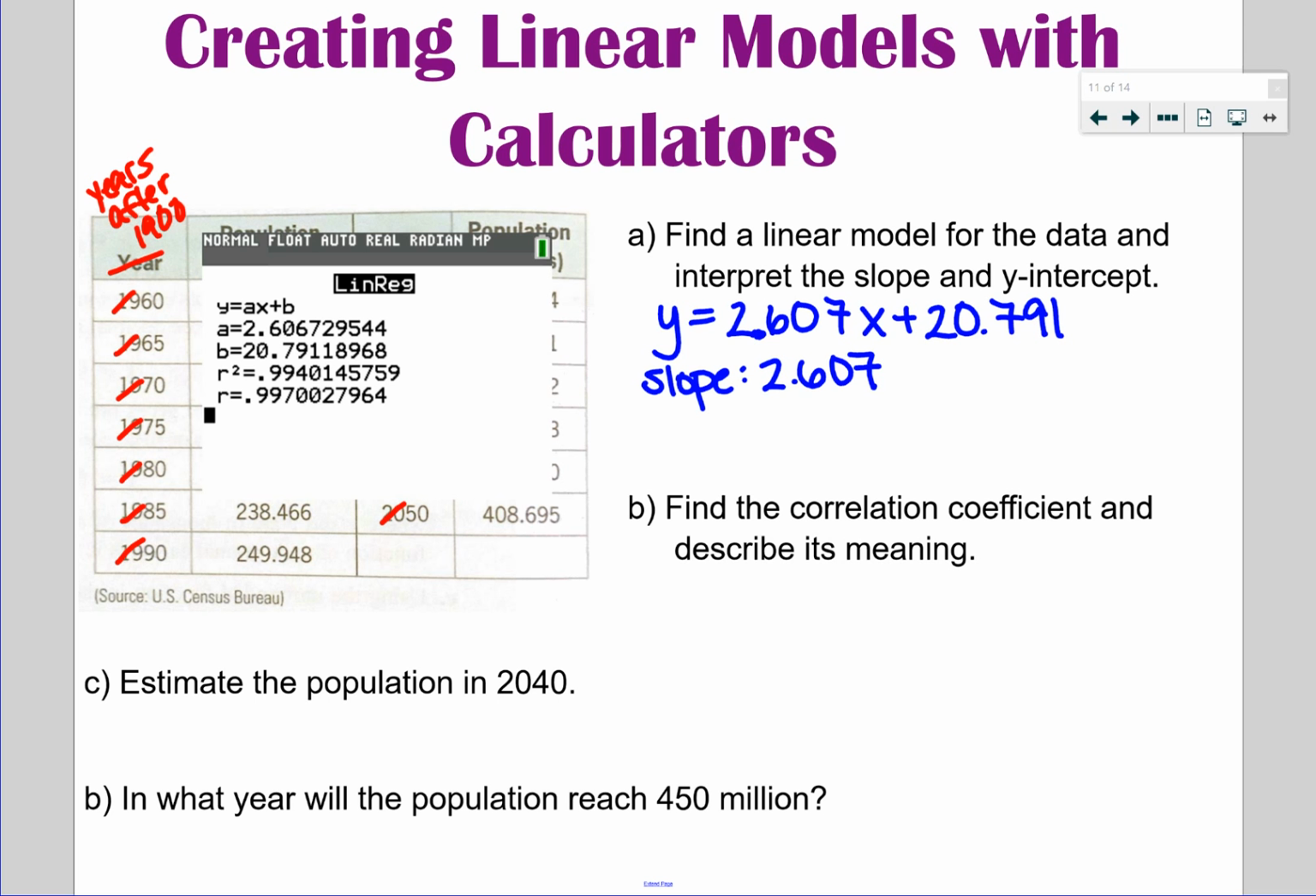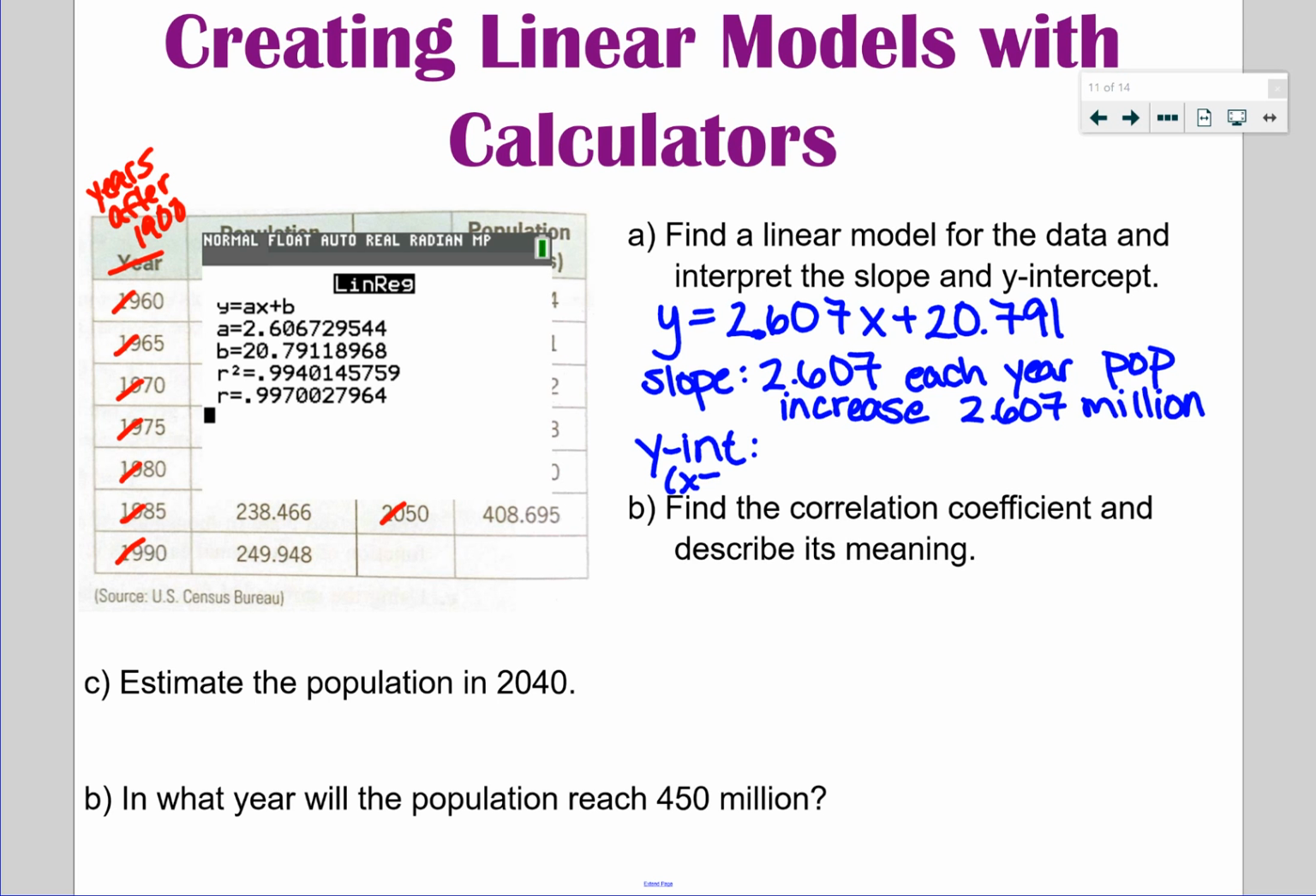So in this example, it means each year, because that's our x's, the population is going to increase because it's a positive number by 2.607, and remember this was measured in millions. Your y-intercept in real life represents an initial amount, a starting amount, or when x equals 0. Well, the way we set up our years here, x equals 0 was the year 1900, 0 years after 1900. So what we're seeing here is the y-intercept of 20.791 represents the population in the year 1900. And again, that population is also in millions, so 20 million was the population.